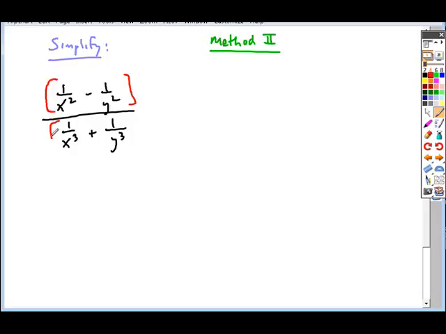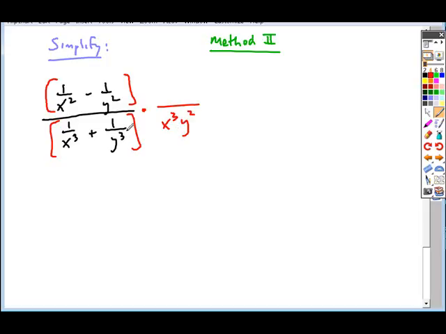So we treat here the numerator and denominator as one entire unit. We're going to multiply by the LCD of every fraction involved. So we need an x squared. We need a y squared. We need an x cubed. Well, we have two of them already, so how many more do we need? Just one more to get a total of 3.